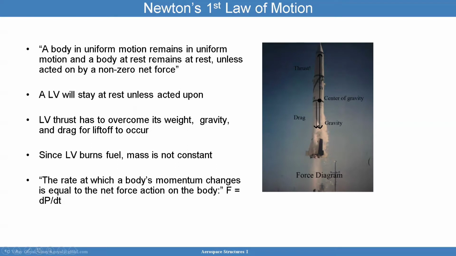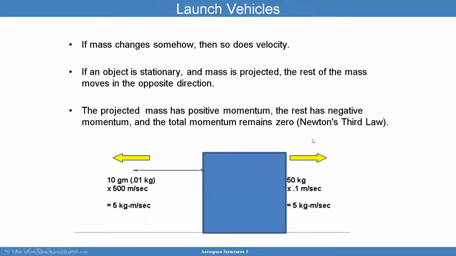Since the launch vehicle burns fuel, mass is not constant. And so the rate at which the body's momentum changes is equal to the net force on the body. So that's F equals the change in momentum per time. And so clearly, the launch vehicle needs to ascend, and thrust plays a big role in that. So if mass changes, somehow the velocity does as well.